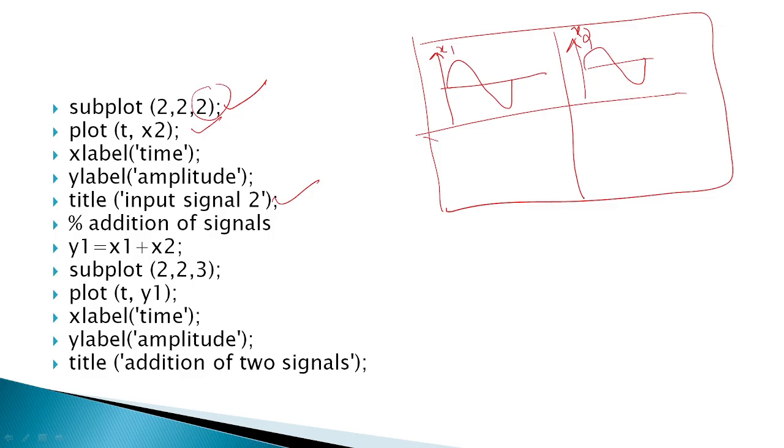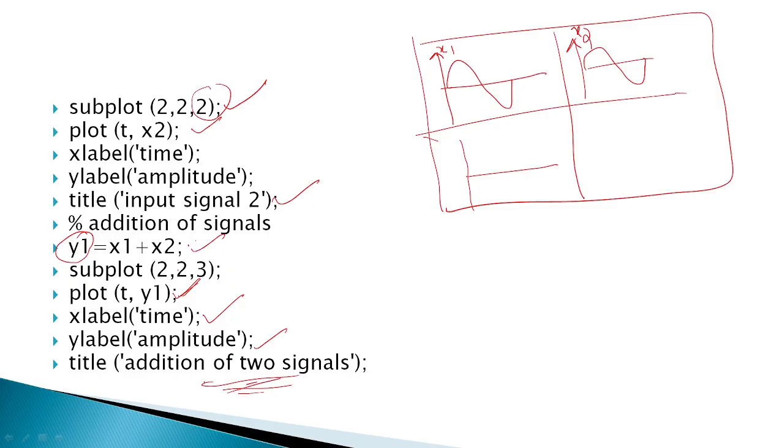Then addition of two signals. For that we need to write y1, that is the addition of two signals, x1 plus x2. After addition we need to draw again. Out of 2 rows and 2 columns, this is the third diagram, addition of two signals. What is that plot? That is t comma y1. Y1 should be plotted. In that, x label is time and y label is amplitude. Title should be addition of two signals. So this is the addition of two signals in MATLAB.